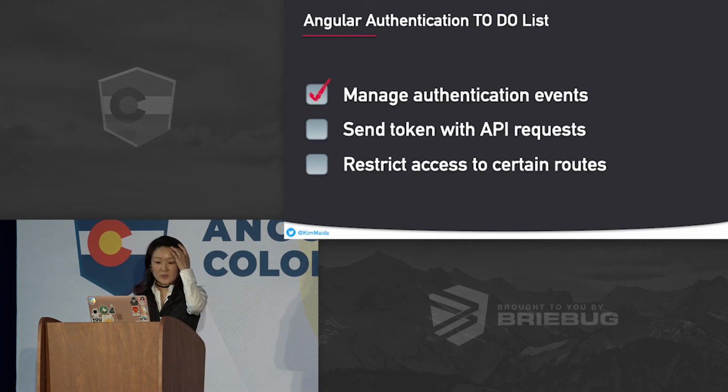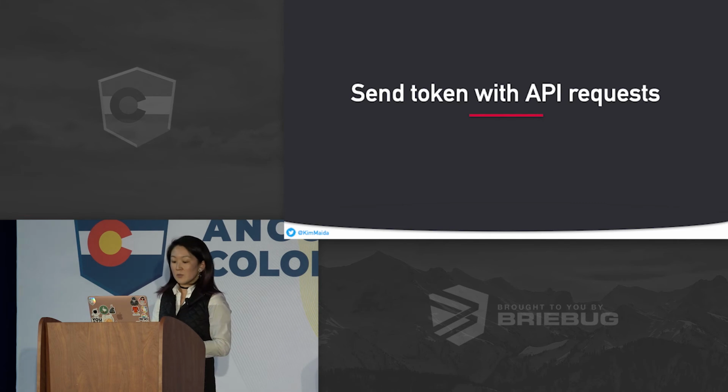So if we come back to our to-do list, we've learned that we can elegantly manage authentication events with RxJS. This brings us to sending the token with API requests. Now, we do this with HTTP interceptors.